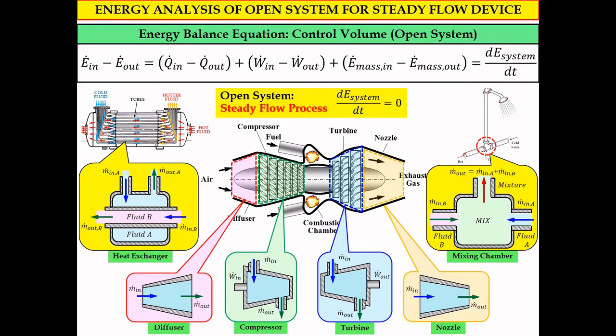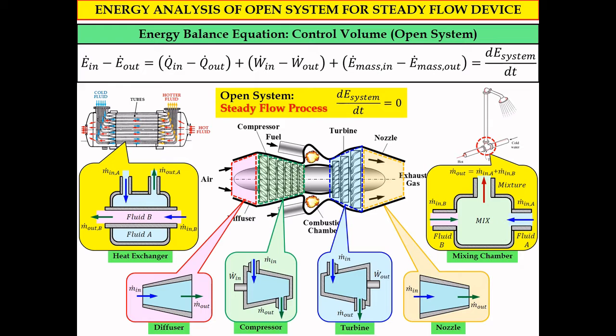At the inlet of fluid A, we have m dot in A. At the inlet for fluid B, we will have m dot in B. So at the end, after the mixing process, at the outlet we will have m dot out equal to m dot in A plus m dot in B, by referring to the principle of conservation of mass. There are many other types of devices that we will learn.